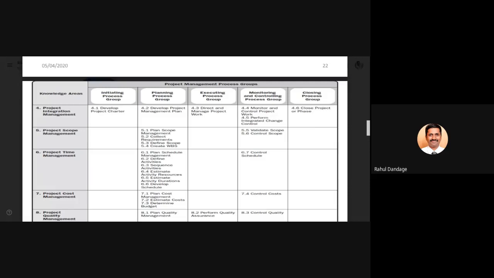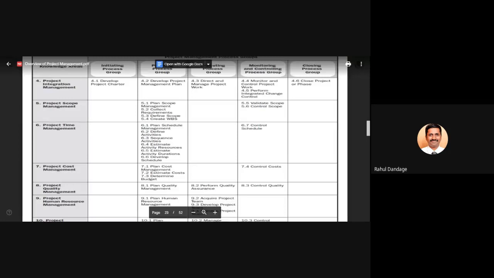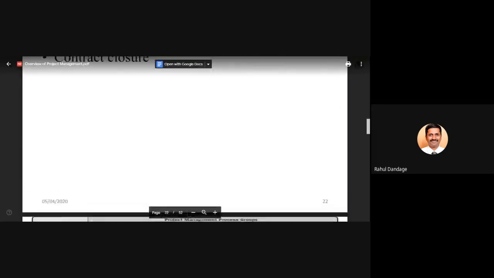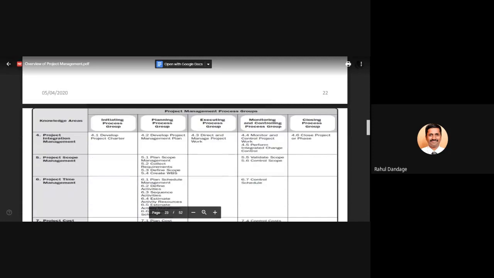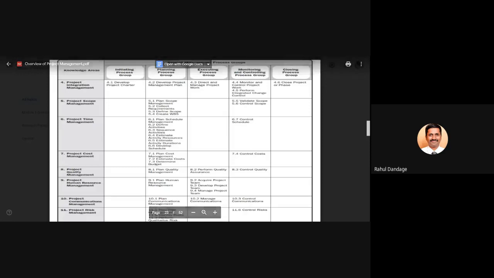and if the diagram is visible to you, just check the first column for knowledge areas and tell me which is the knowledge area corresponding to number 7. You can put in the chat box which is the knowledge area corresponding to number 7. You can see there are multiple numbers given: 4, 5, 6, 7, 8, 9, 10, 11, 12, 13, likewise.